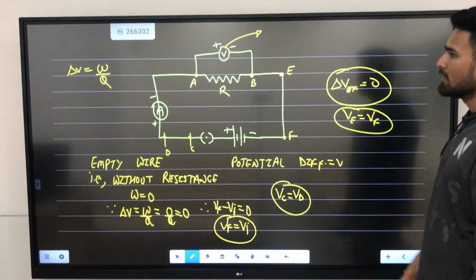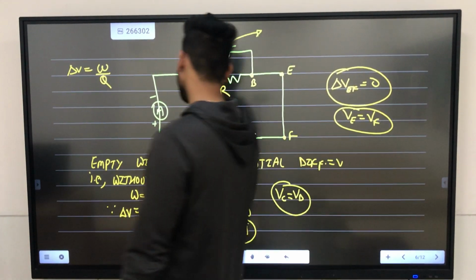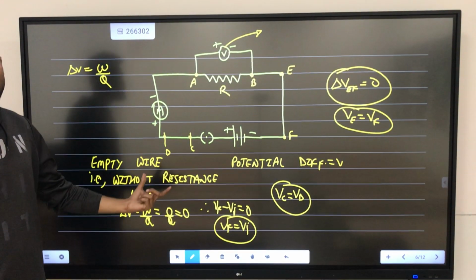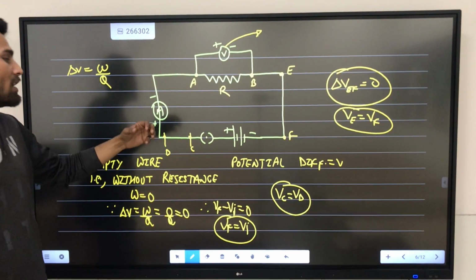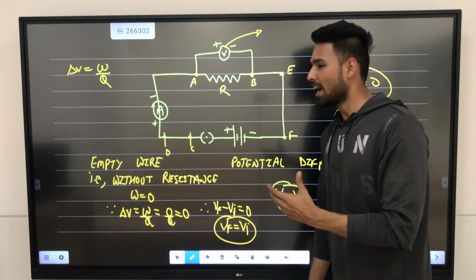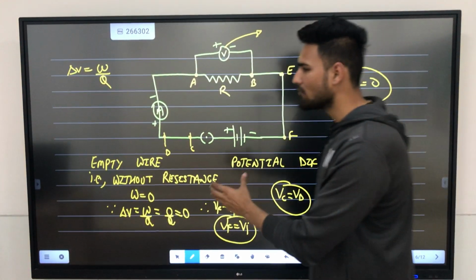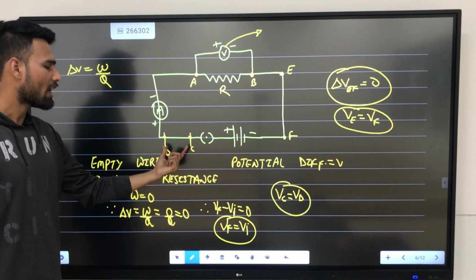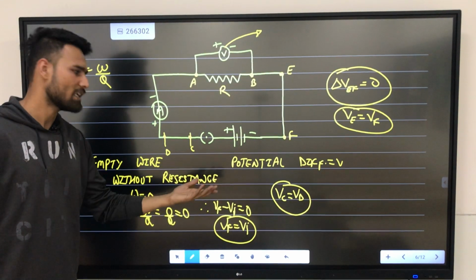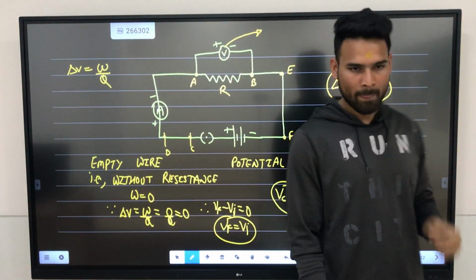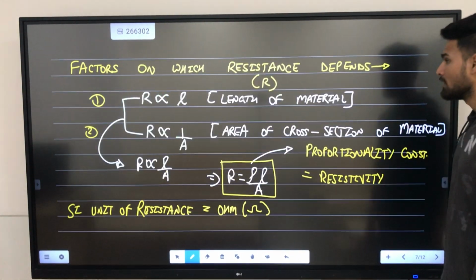Moving towards the next slide, here we go. Now, whenever an empty wire is taken, that is, there is no resistance. If there is no resistance, therefore there will be no work done. If there is no work done, we can say that the potential difference across this particular section will be 0. If potential difference is 0, it means that the potential across both the terminals will be the same. That is VC is equal to VD, VE is equal to VF. Am I clear or not? So moving ahead, there we go.